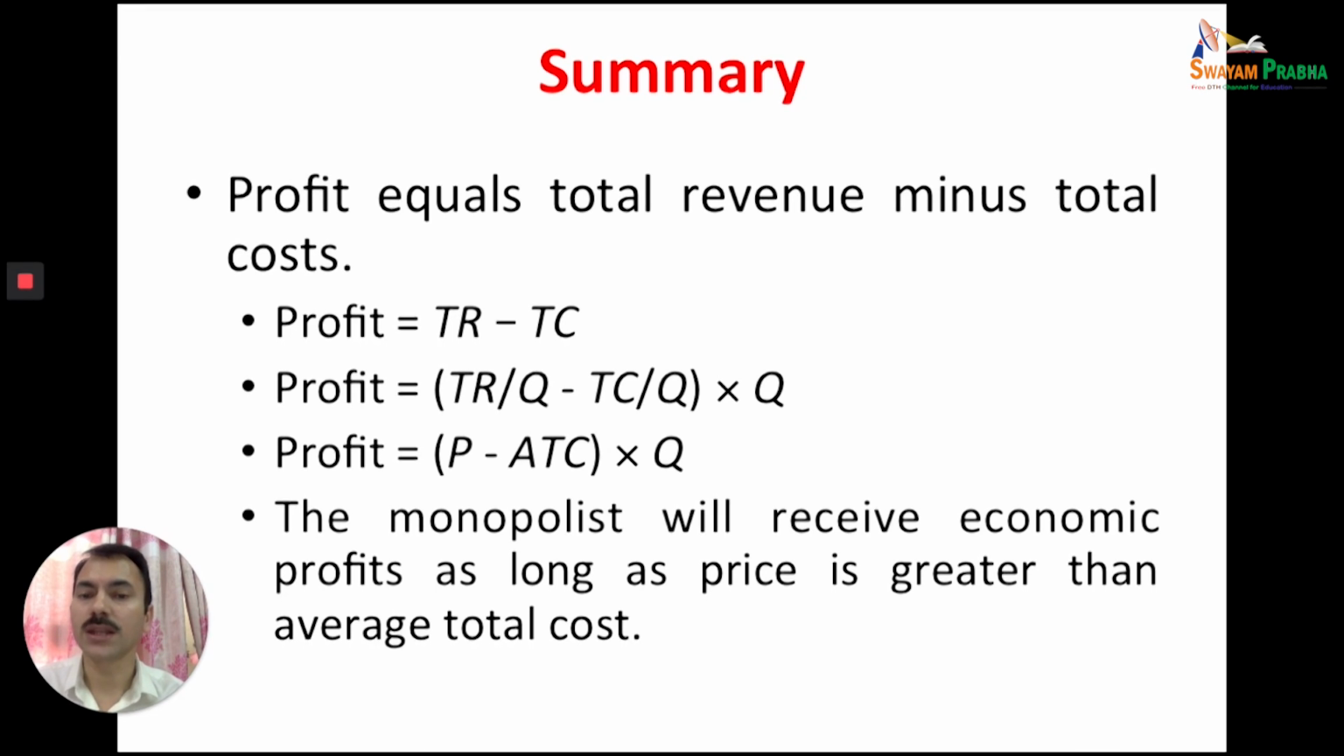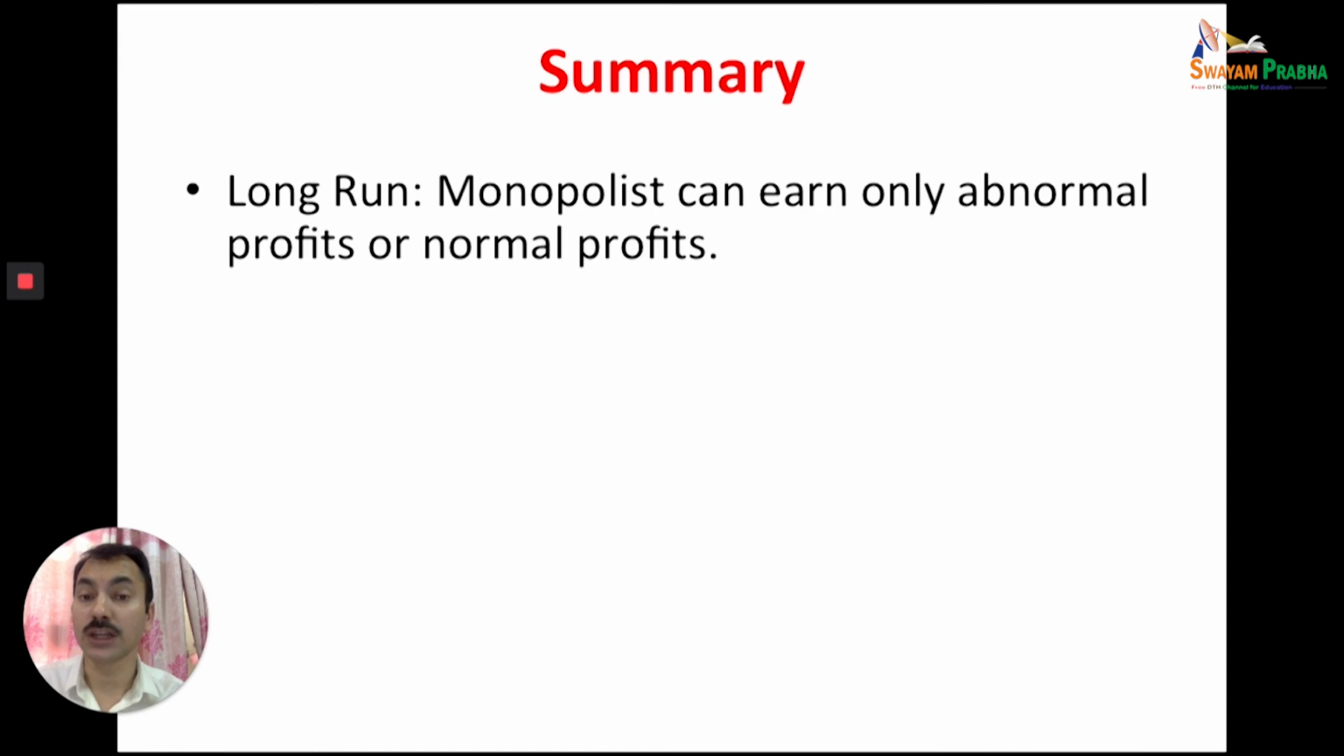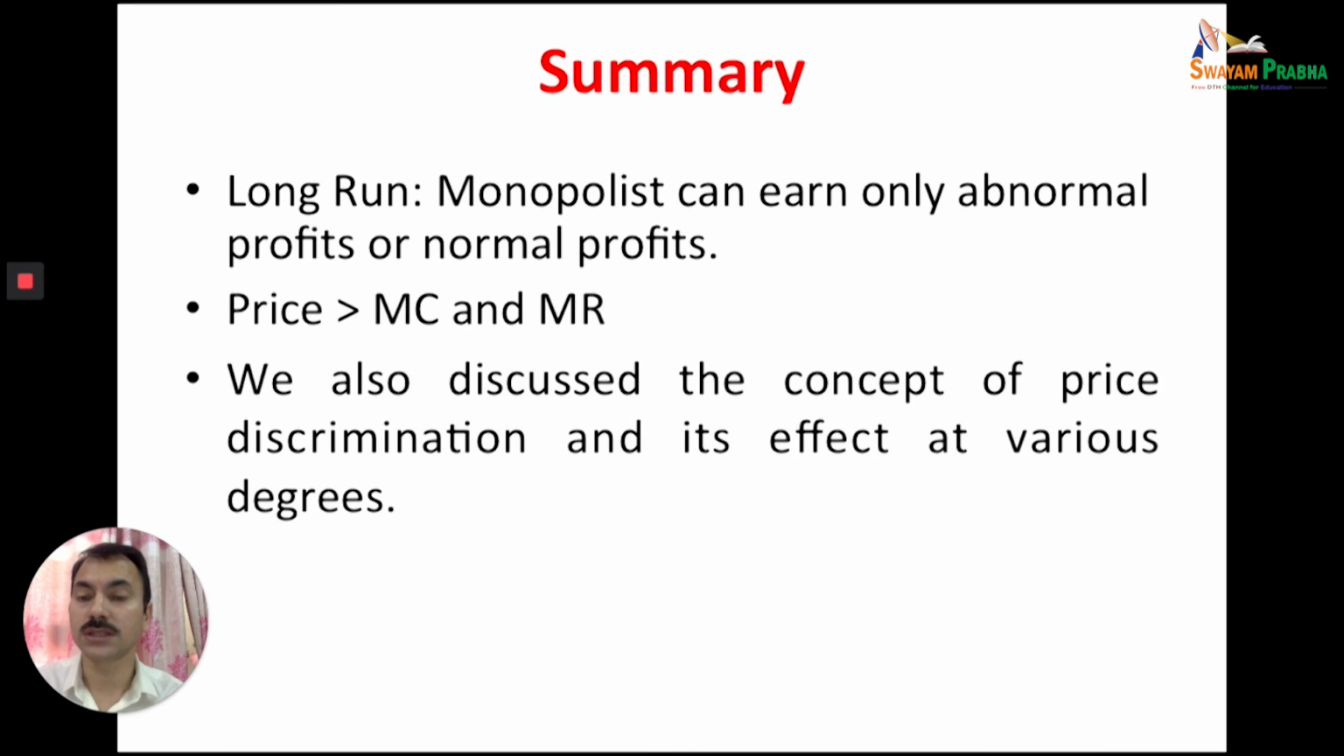Equilibrium point: profit means total revenue minus total cost. We have discussed that the monopolist will receive economic profit as long as the price is greater than average cost. When the average cost is less than average revenue, the monopolist will earn supernormal profit. In the short run there can be normal profit, supernormal profit, or minimum loss, but in the long run the monopolist will earn only supernormal profit. Price is greater than marginal cost and marginal revenue. We have already discussed this in this module.